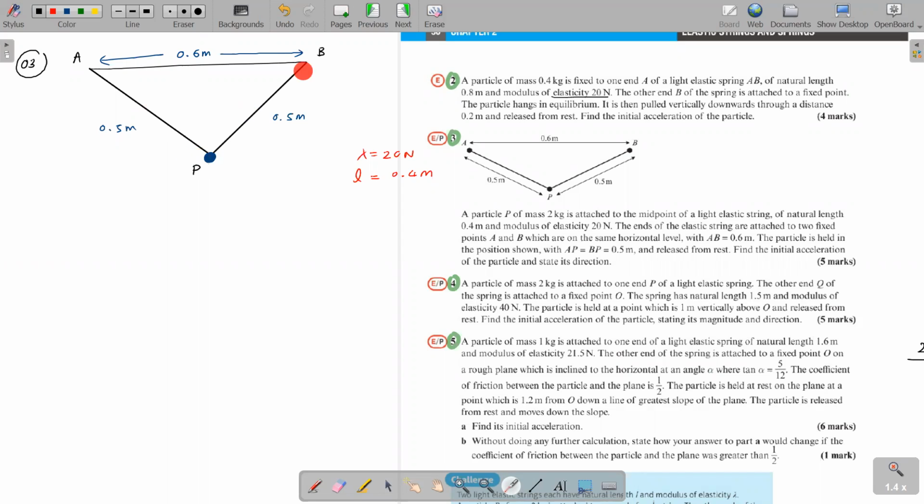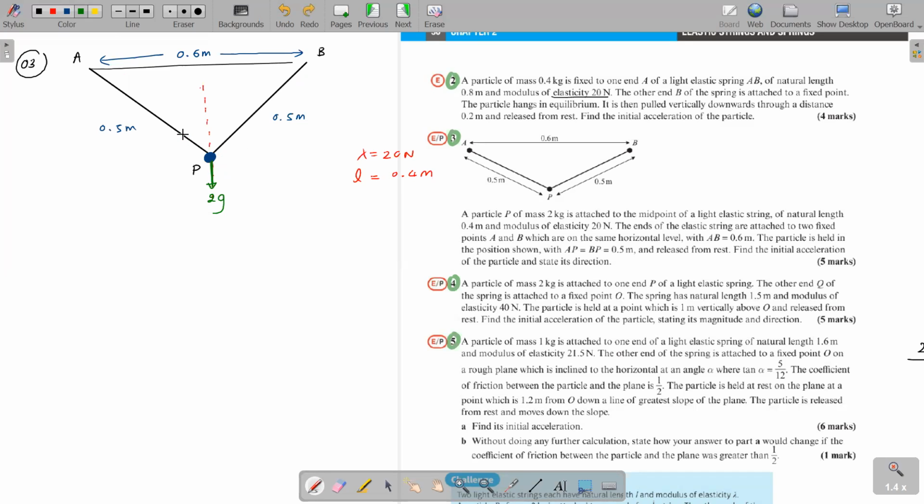Over here they have given you the initial diagram that you should start with. The first thing is to mark all the forces acting on this. What are all the forces we have? We have the weight. How much is the weight? Particle of mass 2 kilograms, so weight is 2g. What else do we have? The particle is attached to the midpoint of the string, right? So you have the tension in the string.